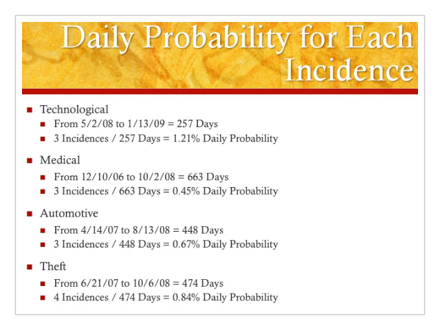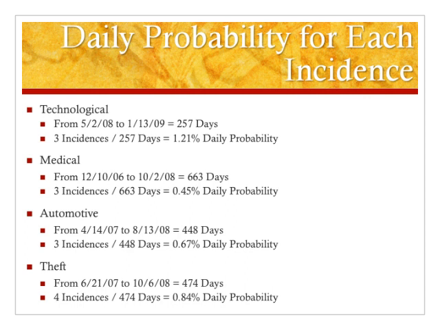As for automotive, from April 14th, 2007 to August 13th, 2008. That was the span between the different risks that presented themselves, and that is 448 days. Again, in the automotive category, 3 incidences were logged, so 3 incidences divided by 448 days equals a 0.67% daily probability of an automotive security risk coming up.